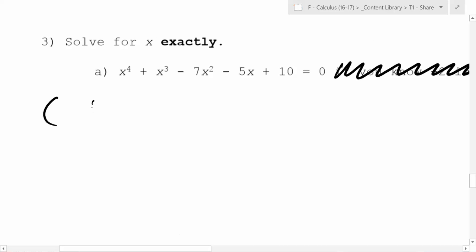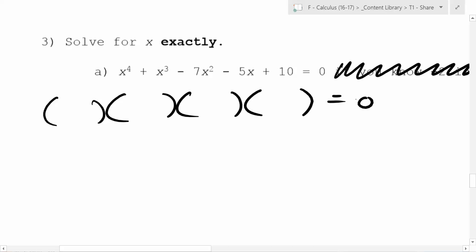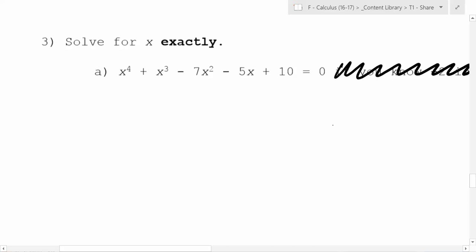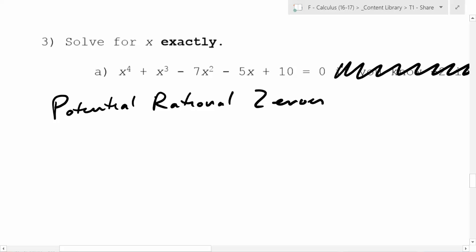Because you want to factor it so that you can find what each factored thing equals 0, and then you can solve. Your goal is to factor. So I'm going to teach you something super powerful, which is the potential rational zeros theorem. Has anybody seen this before? No. It's something that's new, maybe. So here's how you find the potential zeros.